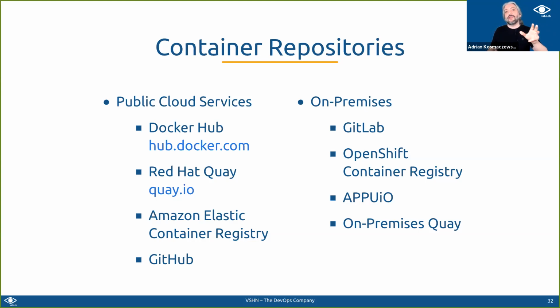However, if you would like to have an image repository to use in your company, there are several options. If you're using GitLab, you already have a container repository ready to use. You can also use the OpenShift Container Registry in case you're using OpenShift, or you could use Apuyo as well. We do that as well. And you could have Quay, which is a public repository that is also available on premises, and it's created by Red Hat. So many options, many possibilities.